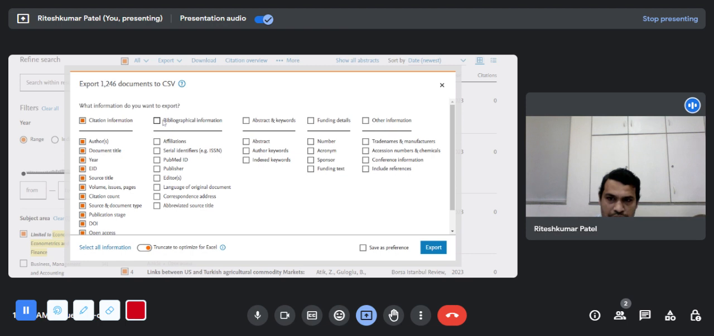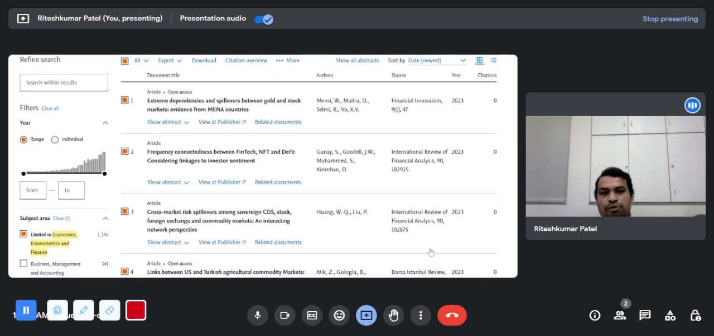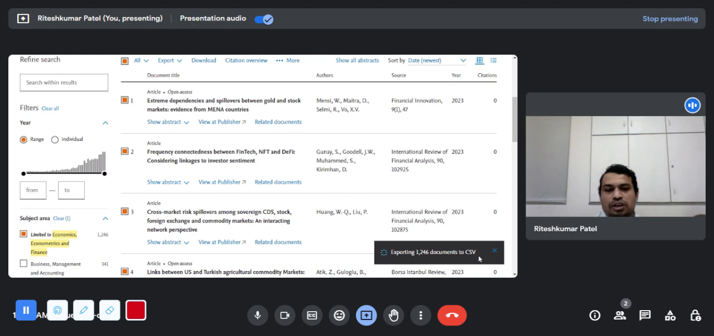So here I have to select the bibliometric information. The first column is selected by default. You have to select the second column, and the third also, where including references is important. Then you have to click on export sources. Okay, so the moment you do export sources, it will keep on exporting the source documents over there.